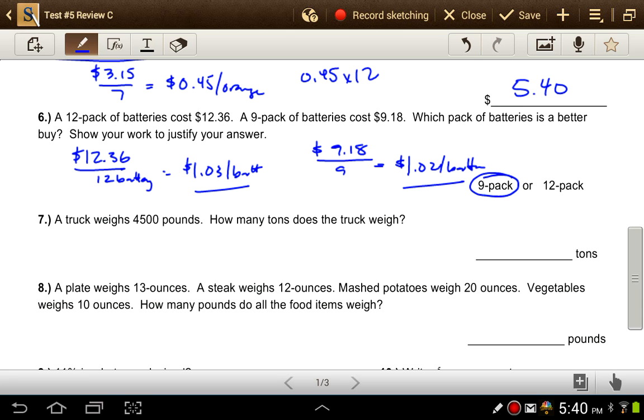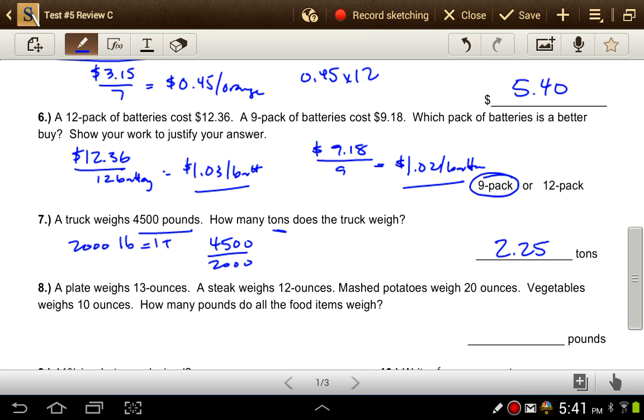7 and 8 are both conversions. So for 7, we're converting from pounds to tons. So there's 2,000 pounds in 1 ton. So I'm going to divide it because I already have the pounds, and I'm converting to tons. So I'm going to divide this, 4,500 divided by 2,000. And when I divide that, I'm going to get 2.25 tons.